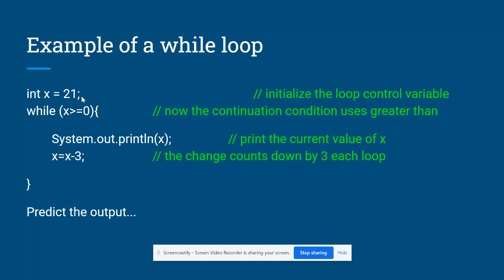Another loop starting at 21. This time we're going down. You can see the change here is going down by 3 each time. So 21, that's greater than. You'll notice you have to flip this to a greater than or equal to sign. It would print the 21, then decrement it by 3. So let's predict. 21, 18, 15, etc.